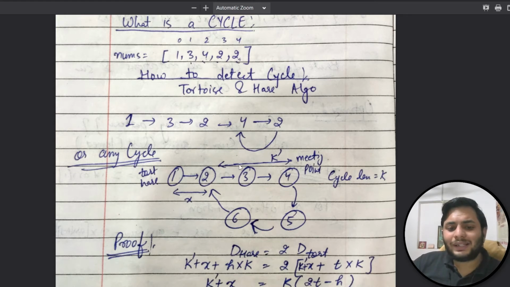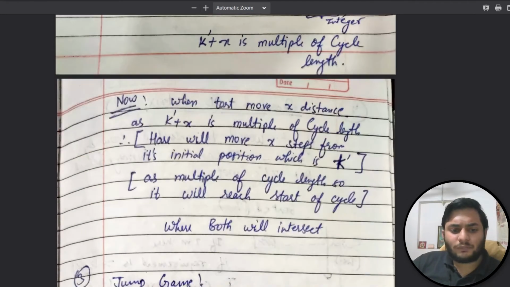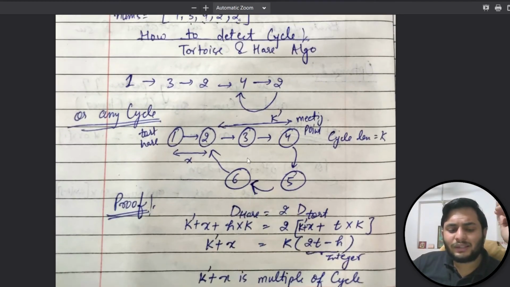And they will both meet at some point in this cycle. Makes sense, because the hare is fast, he will keep looping in this cycle, and whenever the tortoise reaches the cycle, he will meet at some point. So now we will discuss something like a proof of it. But this is what the tortoise and hare algorithm is.